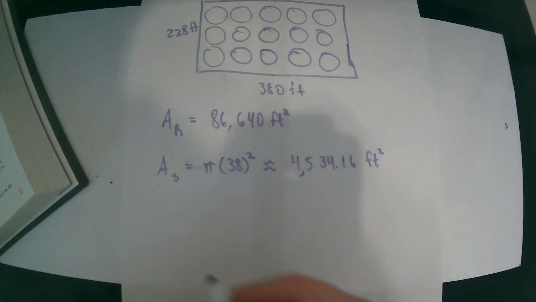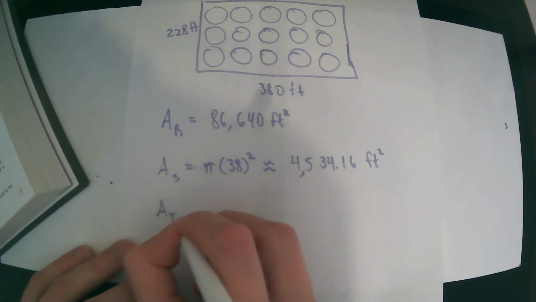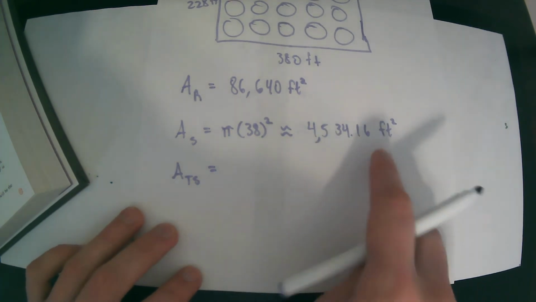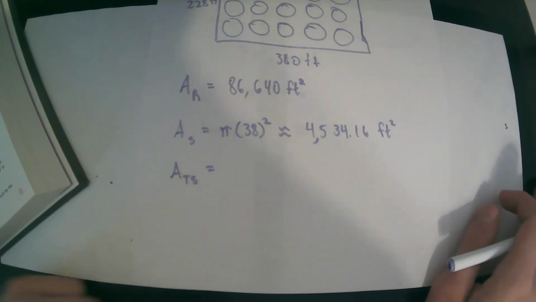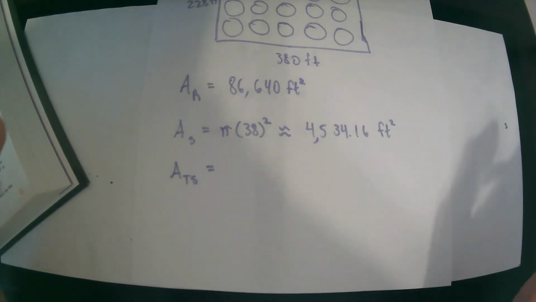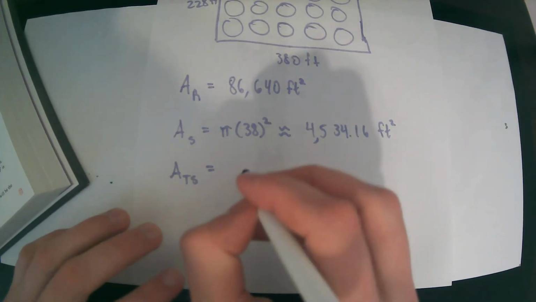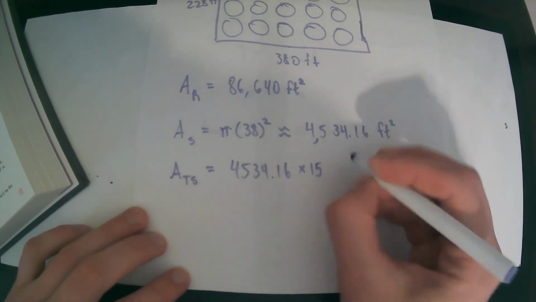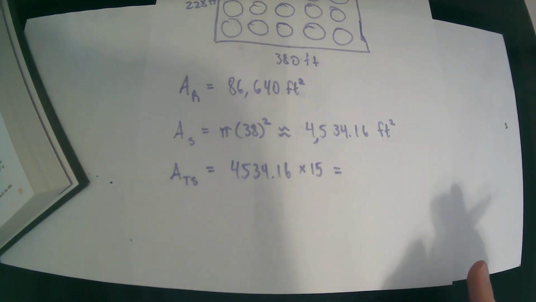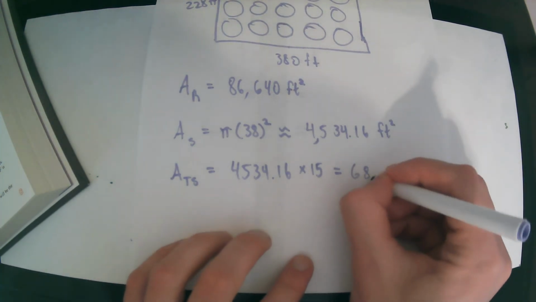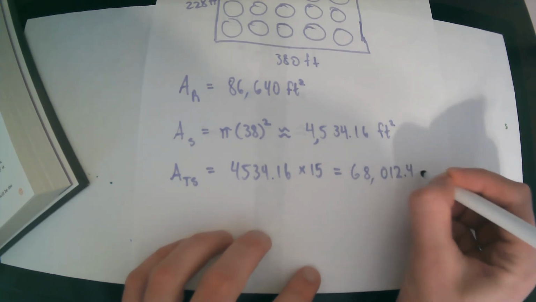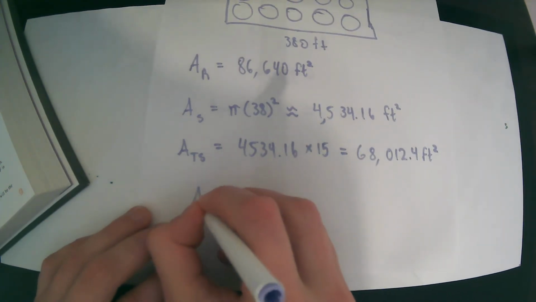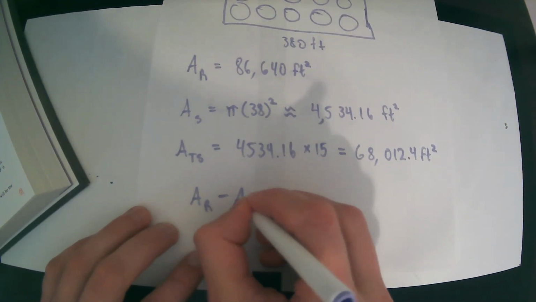And we know there are 15 of them. So the area covered by total sprinklers, let's say TS for total sprinklers, is that times 15, because there are 15 sprinklers. So 4,534.16 times 15 is 68,012.4 feet squared.